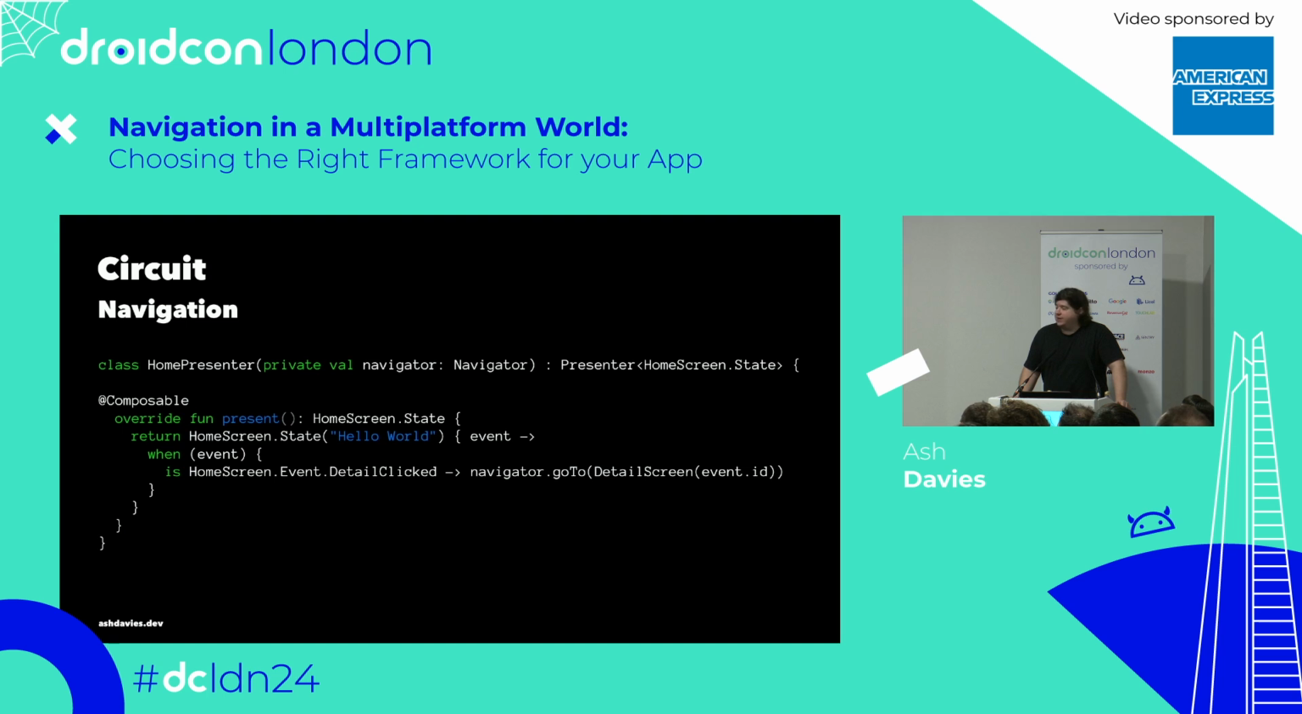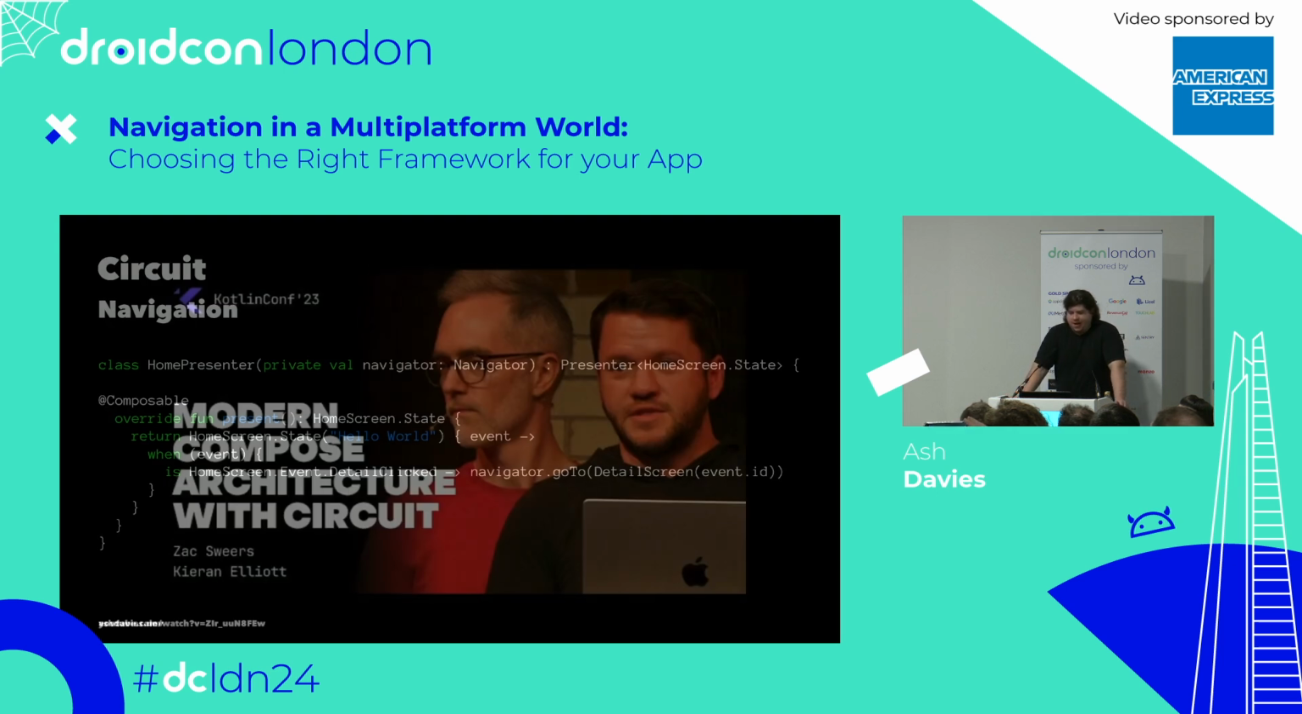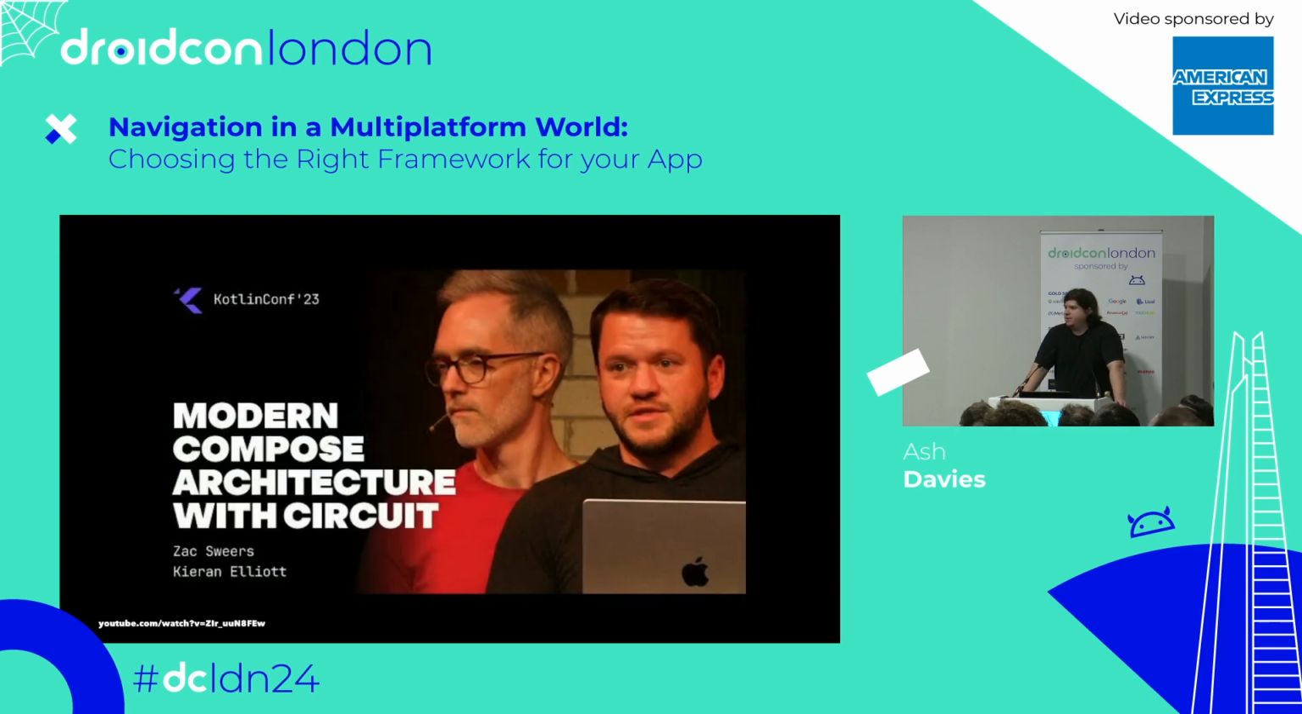And it looks a little bit like this. So you might just navigate to go-to. You provide this as a parameter to your presenter, which is provided by Circuit's glue code. And just quite simply navigate to your screen. As I said, the screens are keyed by the object class that you create. So you're just saying go to this screen, and then it's there. It's quite nice. There's a much more in-depth discussion about this with Zach and Kieran. This was at KotlinConf last year. I recommend checking out this talk as well.